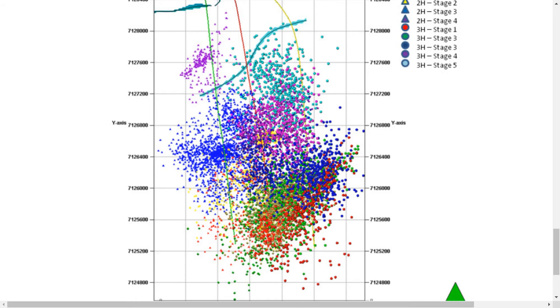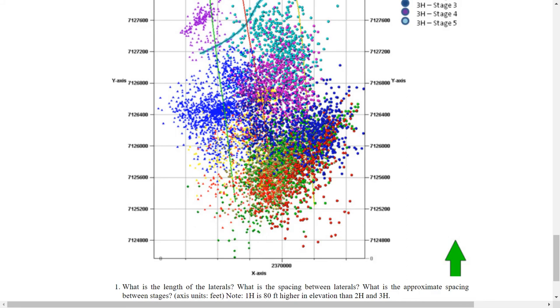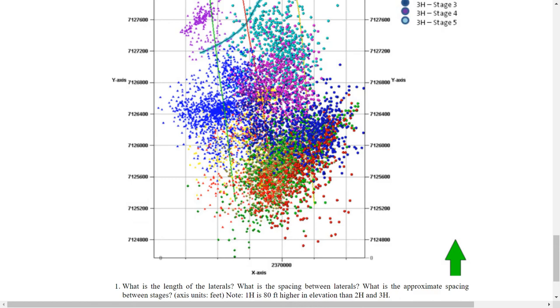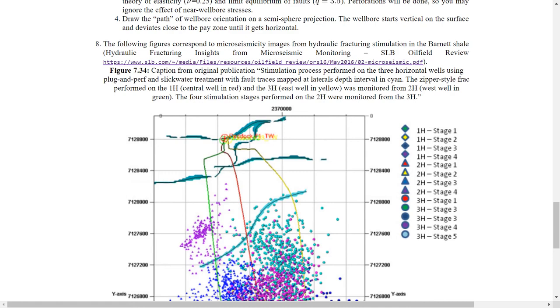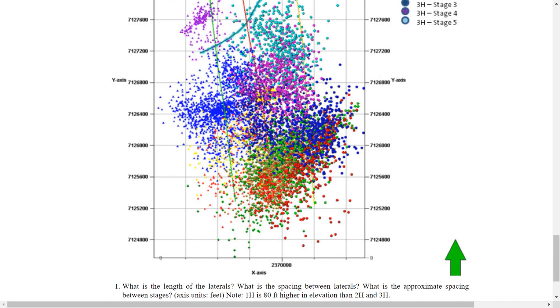And what you see here with colors is a different stage. So for example, the first stage here is the one in green on this wellbore, and then you have the one that is the first stage for this wellbore. The first stage for the second wellbore is the red, and they alternate in zipper fracturing, and you can see that more or less the cloud tells you how far the hydraulic fracture went, and also more or less the strike of the hydraulic fracture.